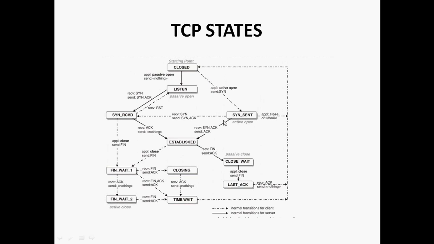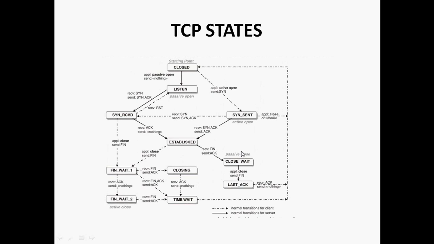Okay, so from here in the established state, now the server will initiate the termination process. The server will send the FIN flag and the client will send the acknowledgement, which means it will go from the established state to close-wait. Here we can see passive close. Passive close means the server will initiate the termination of the session. So in the established state we receive the FIN packet from the server and we acknowledge that FIN packet. So it will go to close-wait.